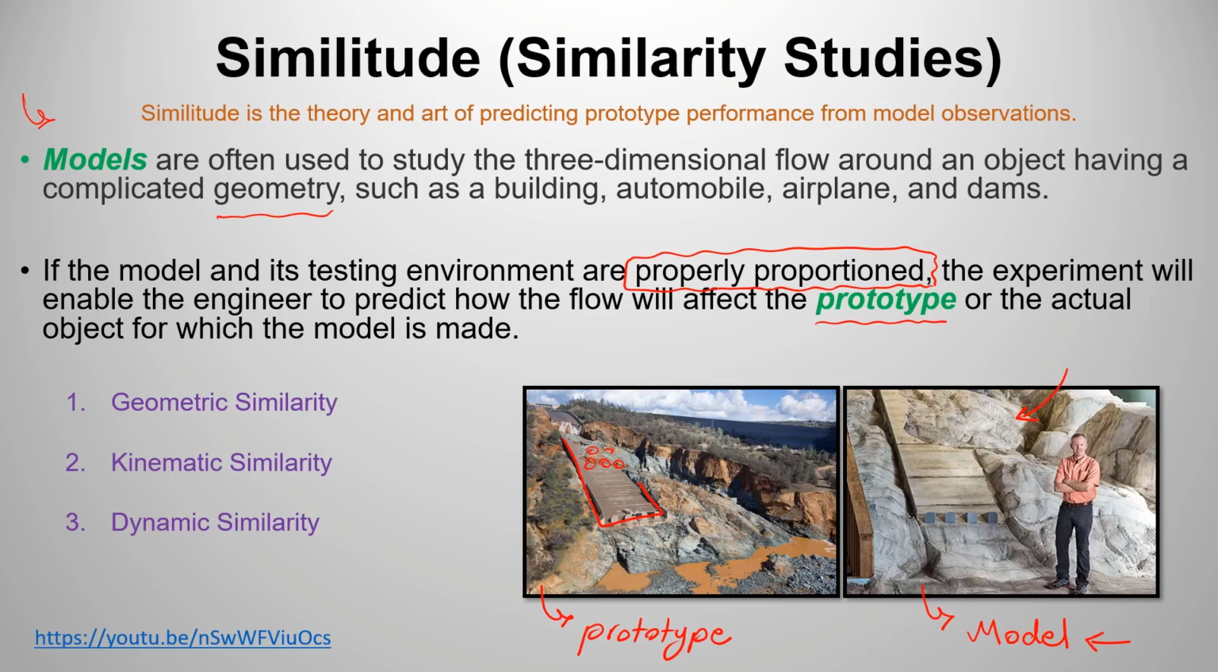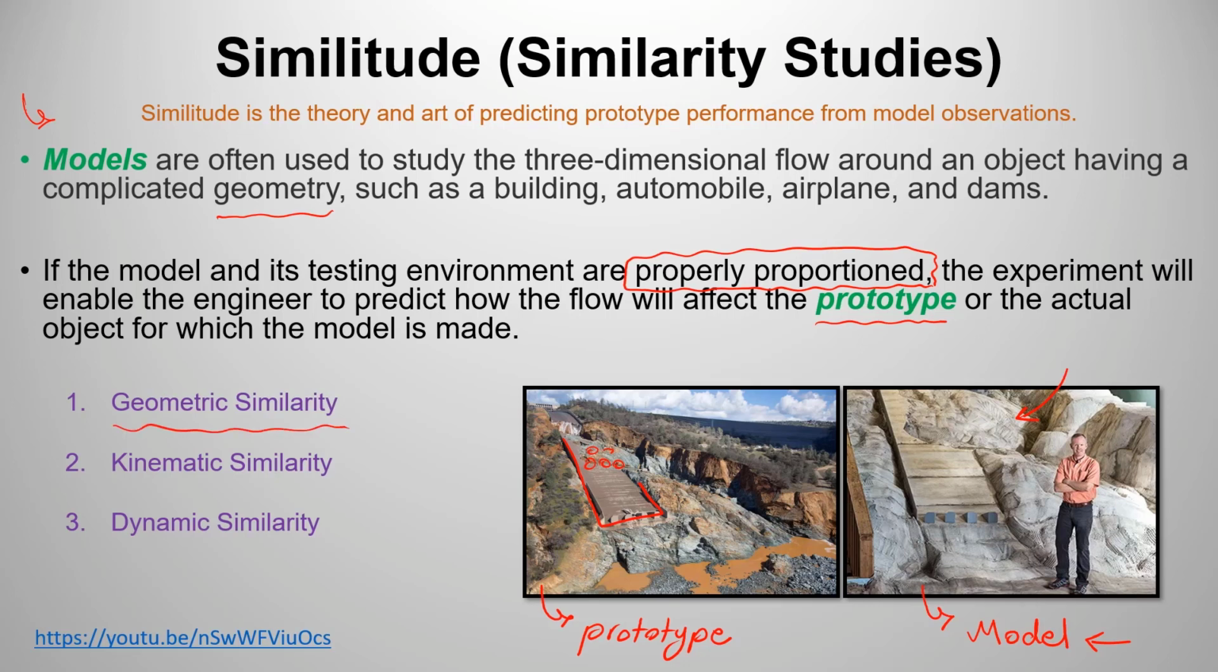Now, the question is, how do we make sure that our model is properly proportioned? To make sure that our model is properly proportioned, we need to make sure that we are following three different types of similarities. The basic one is geometric similarity. What do I mean by that?